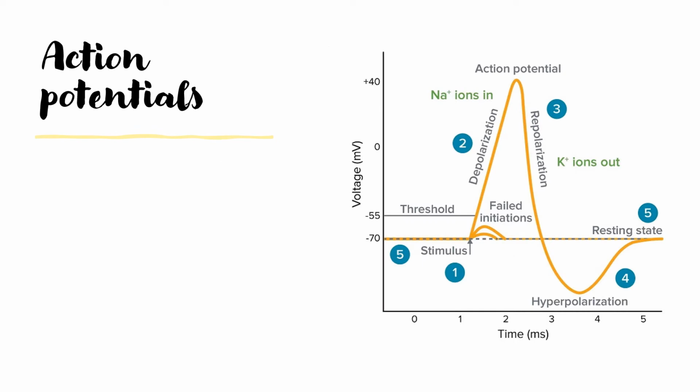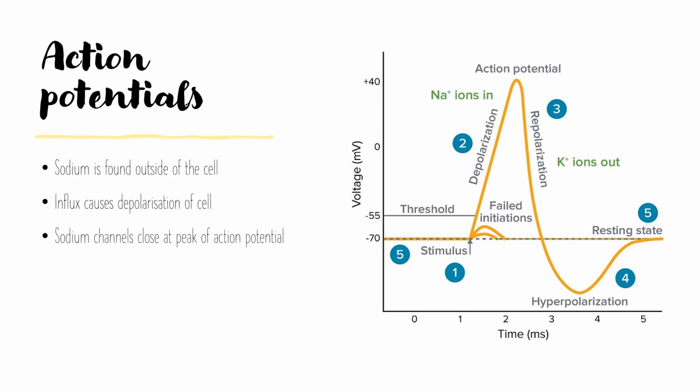Sodium is naturally found outside of the cell, whereas potassium is found within. This means that when a sodium influx occurs, because it's positively charged, it depolarizes the cell and leads to an action potential. You can see this in step 1 and 2. Then the sodium channels close at the peak of the action potential and the cell is repolarized.